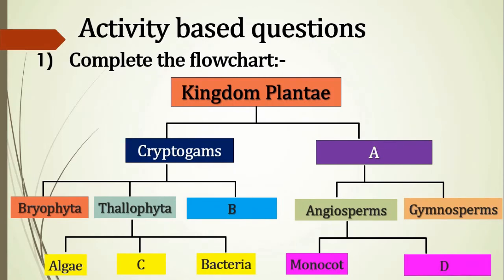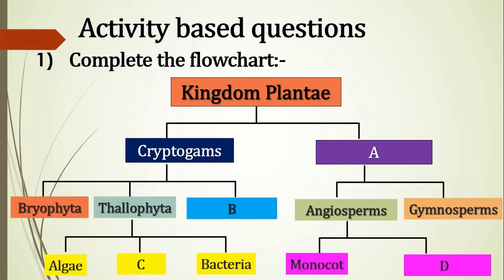Now children, we will understand some activity-based questions. Here, kingdom Plantae is classified into cryptogams and phanerogams. So in place of A, you will write phanerogams. Cryptogams is further classified into bryophyta, thallophyta and pteridophyta. So in place of B, you will write pteridophyta. Thallophyta is again classified into algae, fungi and bacteria. In place of C, you have to write fungi.